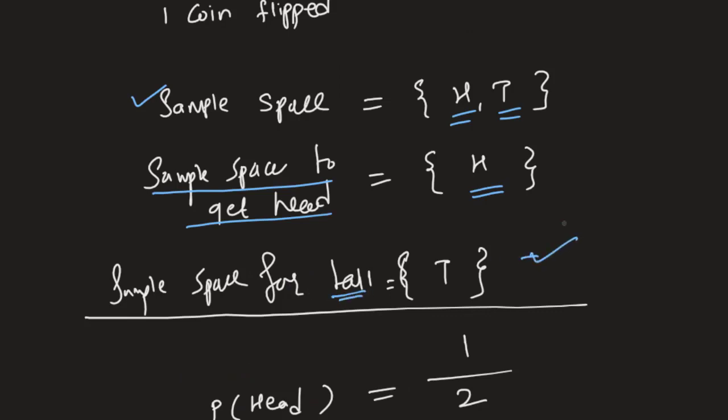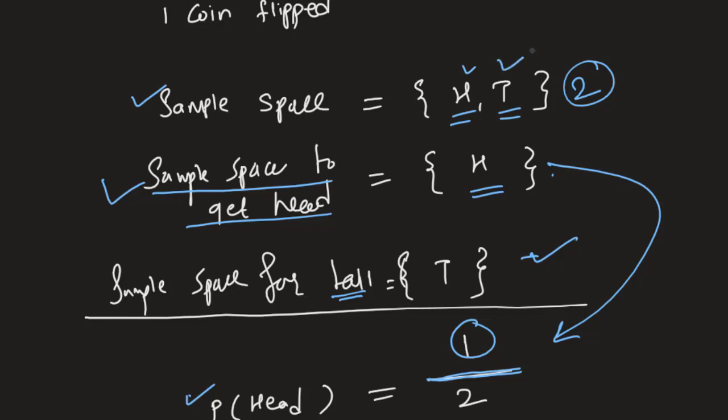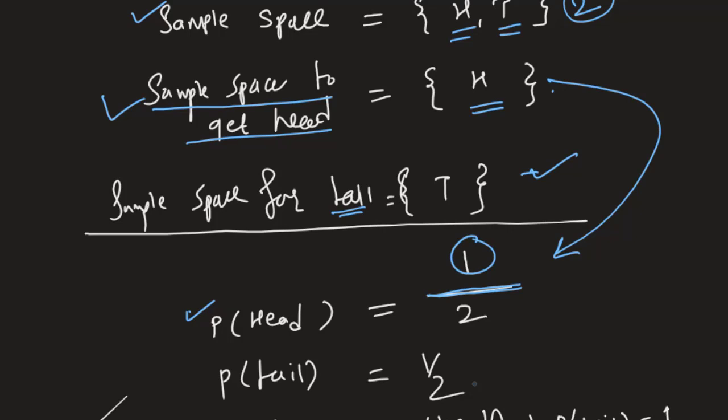Now it is very easy to find the probability of getting head or tail. All you have to do is get the sample space for the desired outcome. For example, if you want to find the probability of getting the head, what is the sample space to get the head? It is this one, right? So the total number in that sample space is 1. The total sample space is 2, head and tail. So 1 divided by 2. That is the probability. And the same will be for getting the tail as well, 1 divided by the total sample space, that is 2.